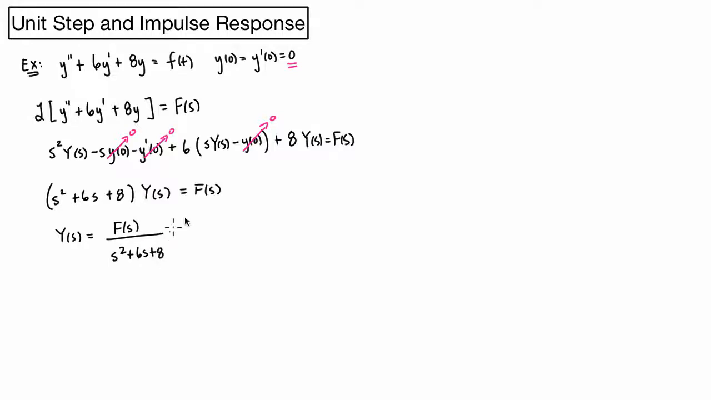Now, if you've watched the Duhamel's principle video, you'll have seen that this is essentially a convolution of the forcing function. That this is essentially a convolution of the inverse of the forcing function's transform convolved with the inverse transform of 1 over s squared plus 6s plus 8. And in that video, it talks about how this function is something called the weight function.